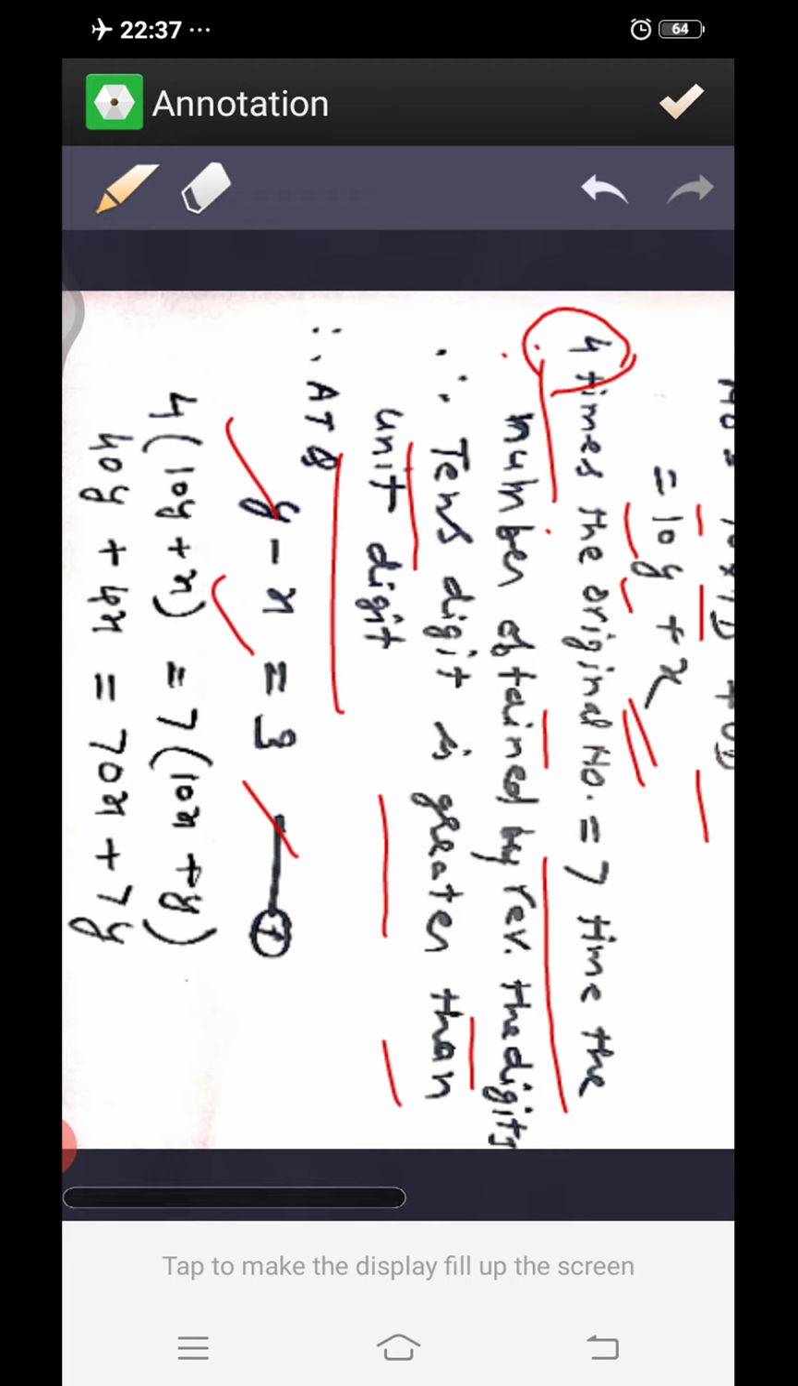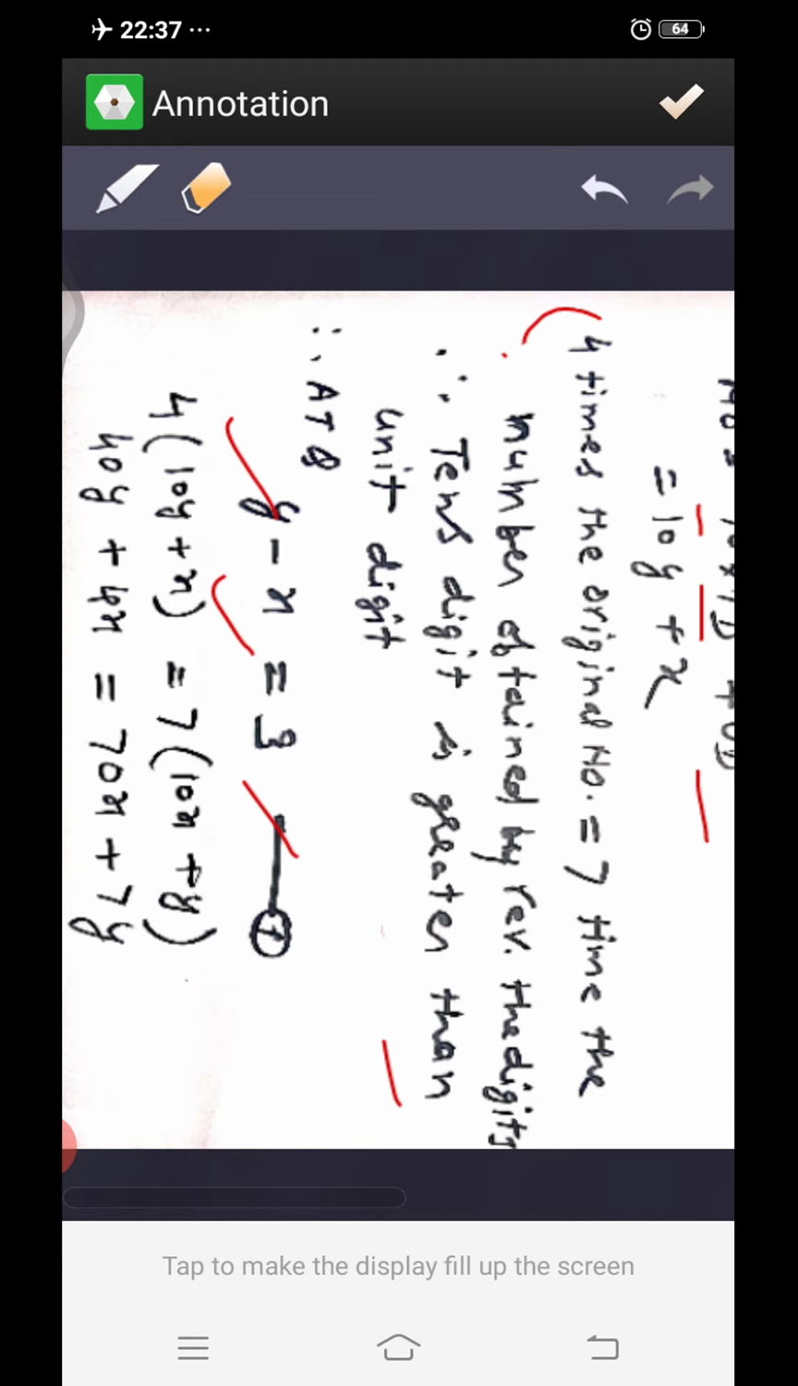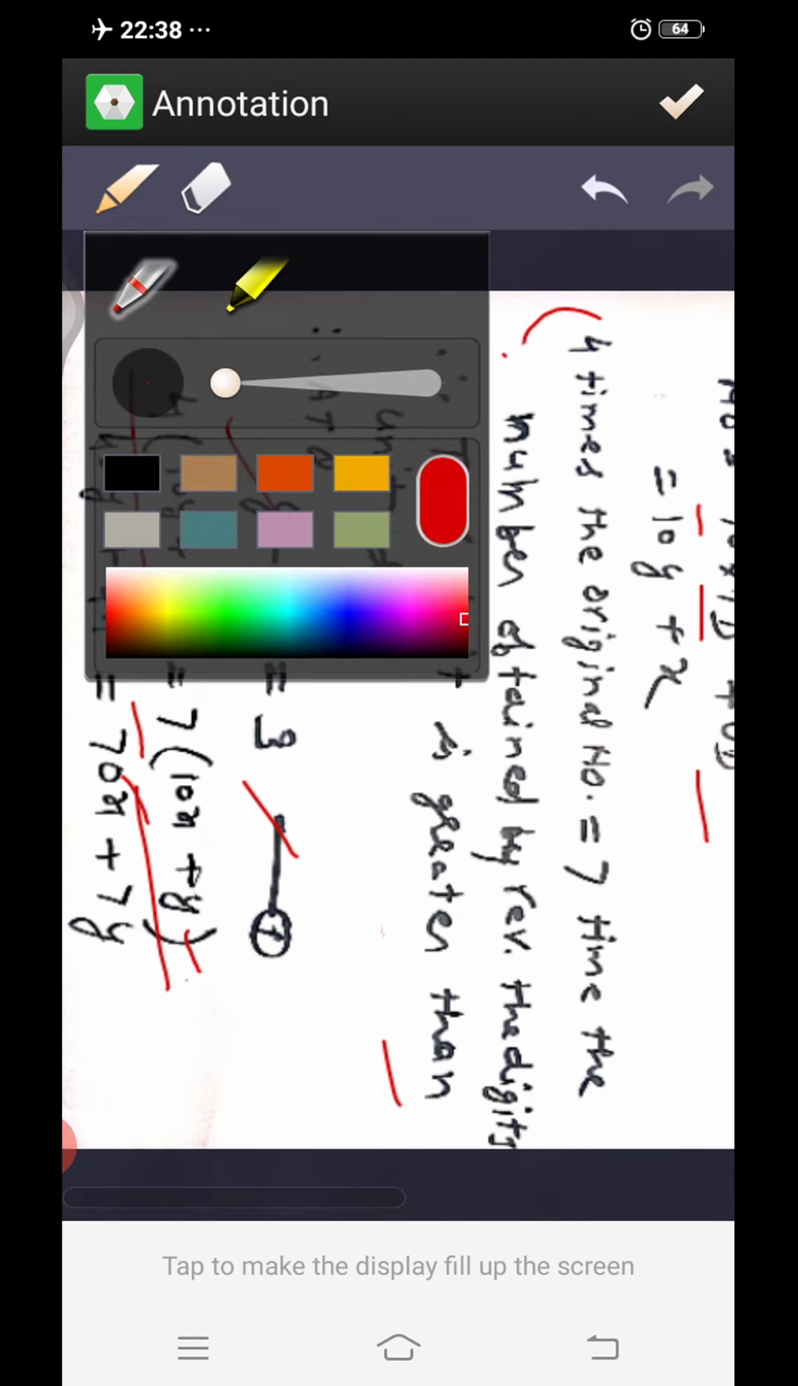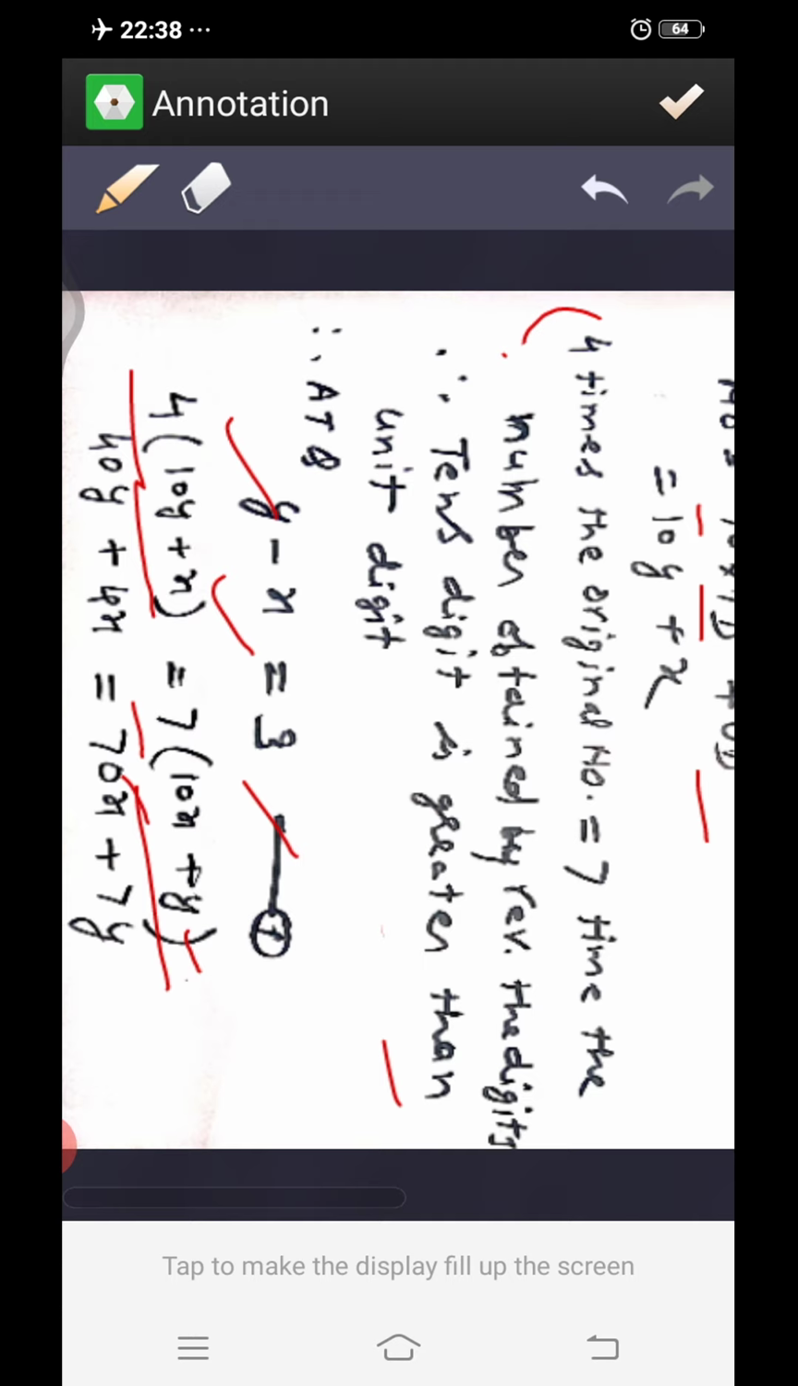Now the second condition is 4 times the original number. So our original number was 10y plus x multiplied by 4 is equal to 7 times the number obtained on reversing the digits. Now x is the tens digit and y is the unit digit. So the reversed number will be 10x plus y. Now we multiply this. 4 into 10y, 40y plus 4x equals 70x plus 7y.